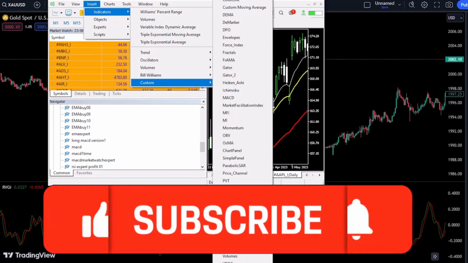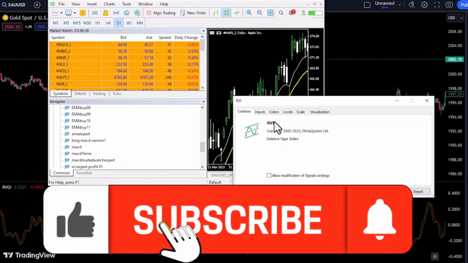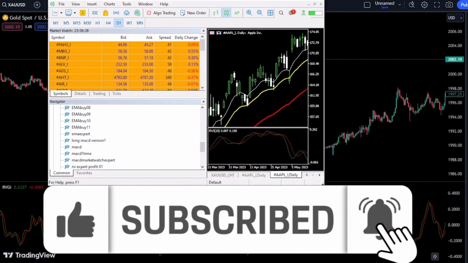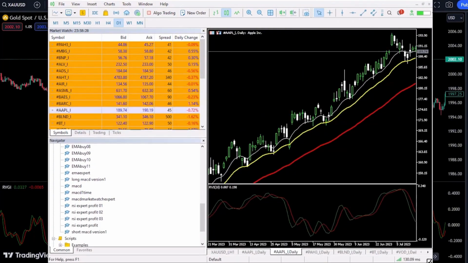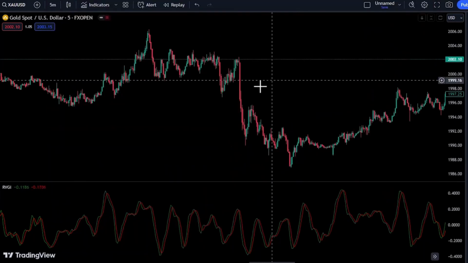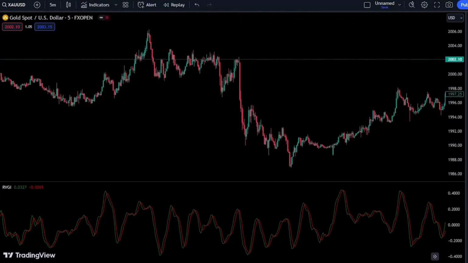Search for Custom RVI, and RVI will be added to your chart. If you notice, when RVI is added, it is only added with the name RVI and not RVGI. Well, now we work with TradingView and use that.